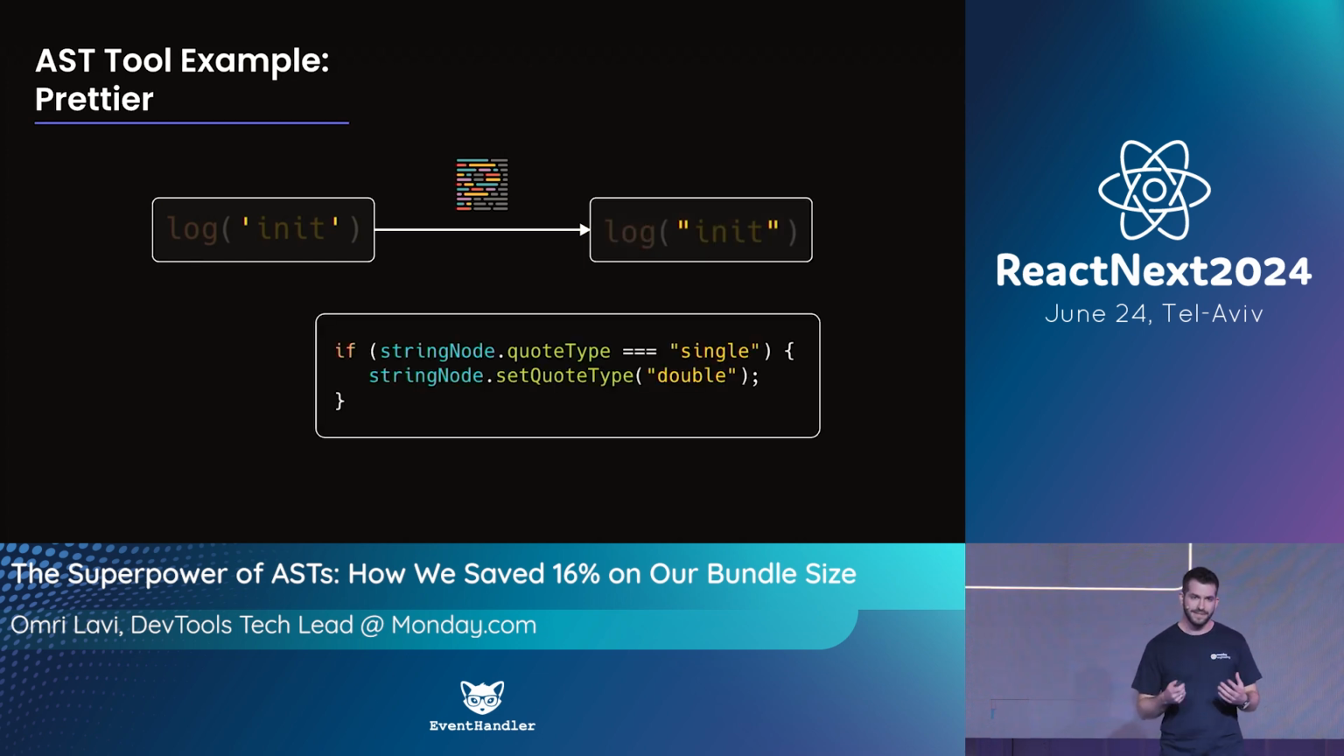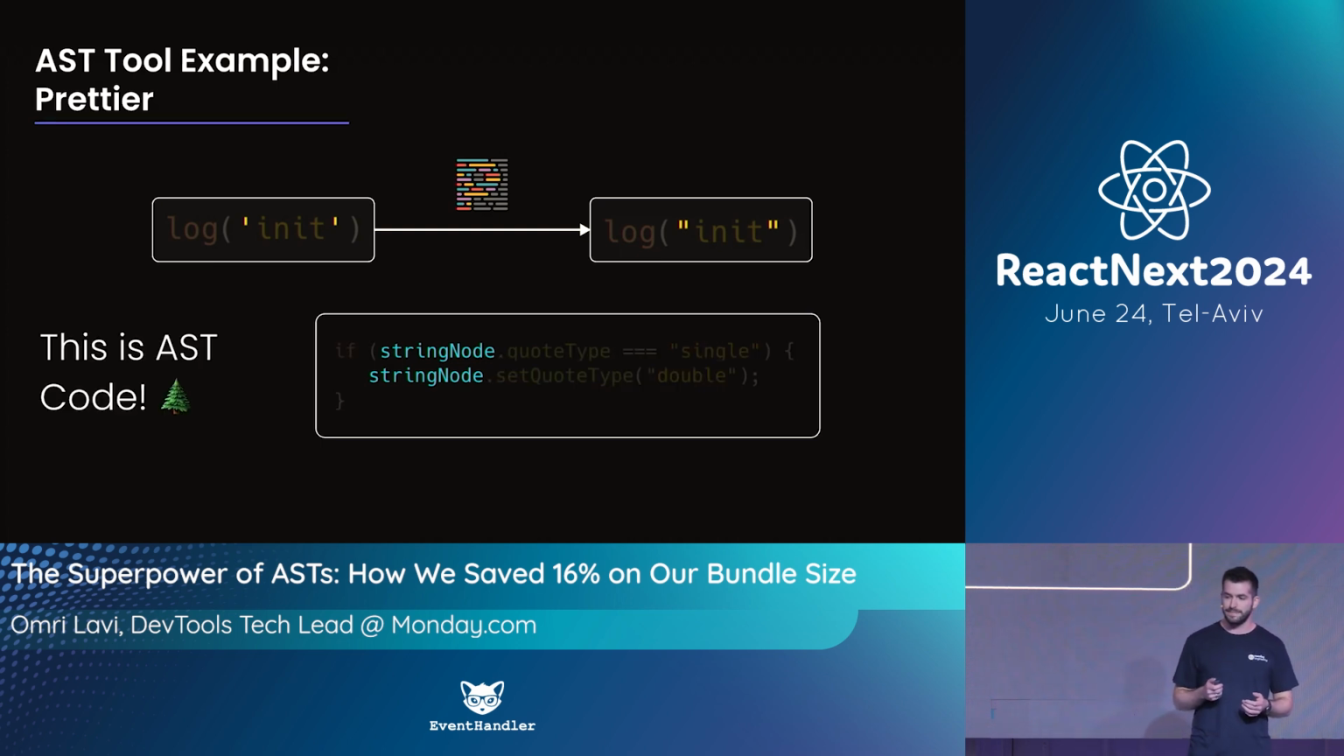And what it's doing behind the scenes is that it checks that if we see a string node with the quote type of single, then we set it to be with the quote type of double. And this part here is actually AST code. And this is the magic, the engine that runs Prettier behind the scenes.